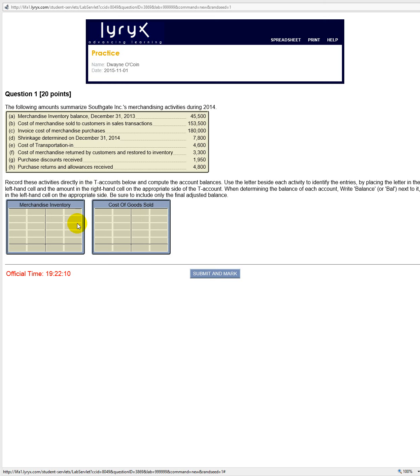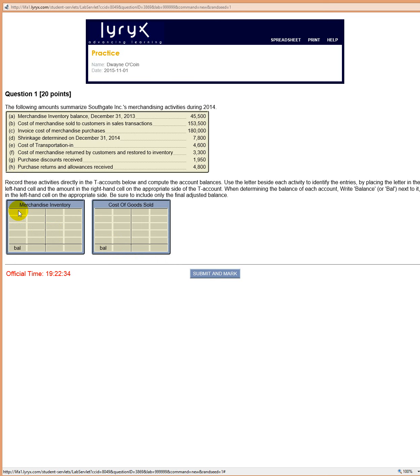T accounts work just like the other T accounts that we have. We're using the identifier for the activity to record the transaction in the T account. We're going to calculate the balance at the end, and the balance, of course, is going to be a debit for merchandise inventory since it's an asset. It's also going to be a debit for cost of goods sold because it's an expense.